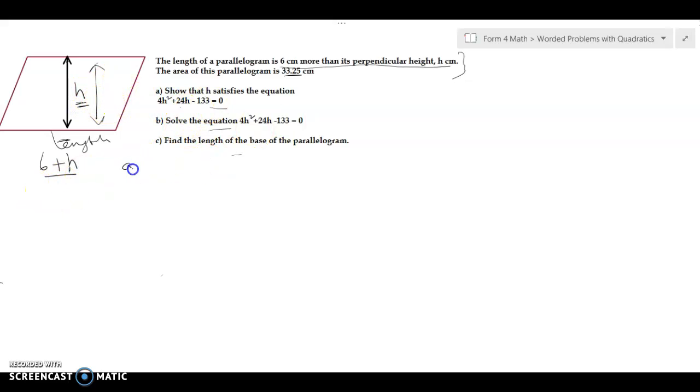So I'll write up a solution for A. The area of a parallelogram will be the height by the length. Now in our particular sum, it will be h by 6 plus h. Now they gave us an answer for the area and they said it is 33.25 centimeters squared. So then what we need to do is put h by 6 plus h will be equal to 33.25. So that is getting somewhere.